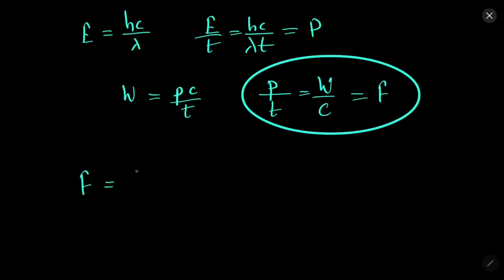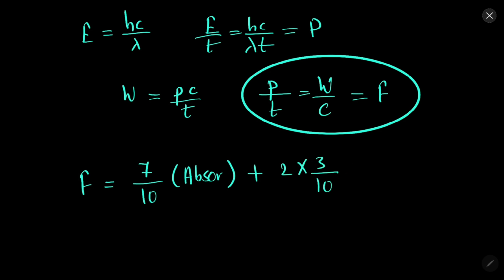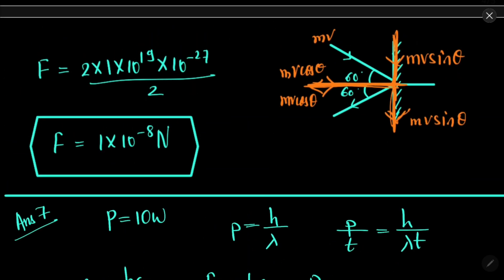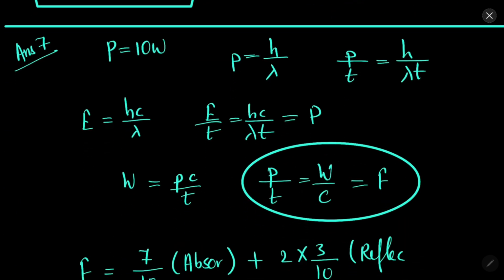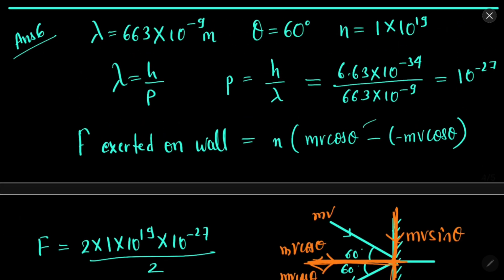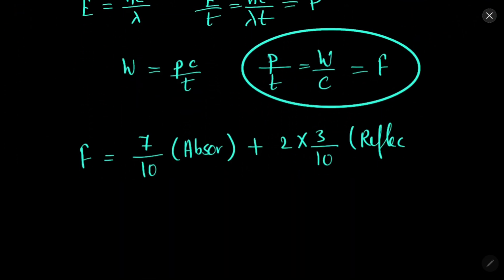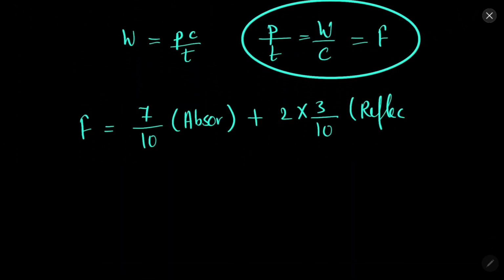So ultimately force will be 7 over 10, this much is absorbed, and 2 into 3 over 10, this much is reflected. Why 2? Because there will be two components which will add up, okay, because of reflection. Just like here, these two components got added up and we got 2 mv cos theta. So just like that, here we also get twice, okay.